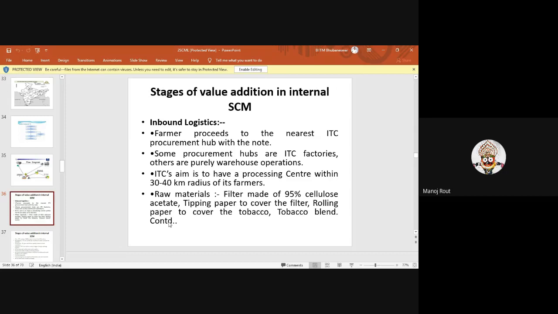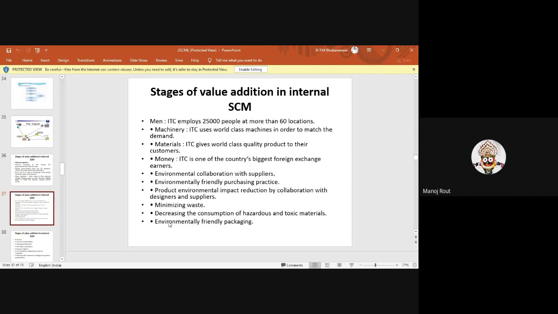But in case of processing of foods, you can say agri products, that is why they are situated near about 30 to 40 kilometers range within that particular region. Then go to the next one, that is the different stages of value addition in case of internal supply chain.